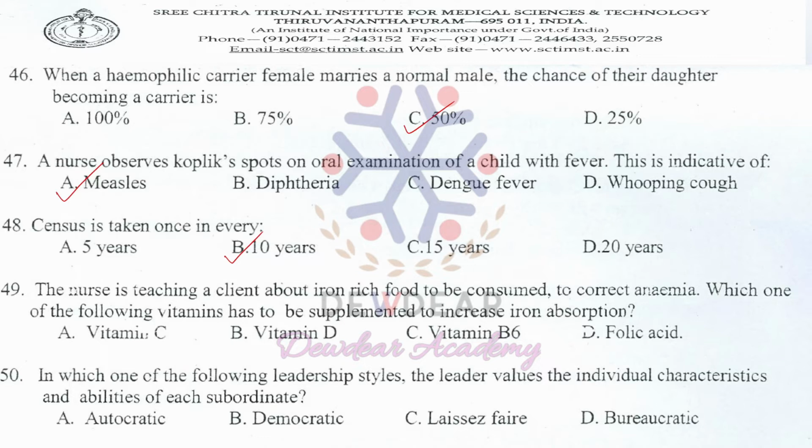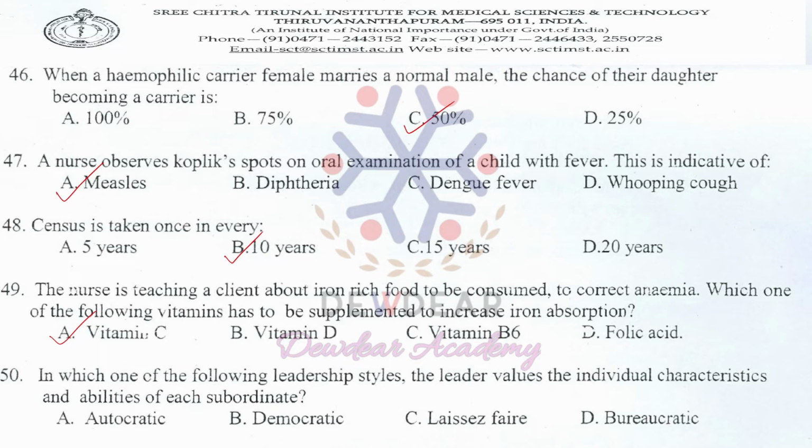Then question number 49. The nurse is teaching a client about iron-rich food to be consumed to correct anemia. Which one of the following vitamins has to be supplemented to increase iron absorption? Options given are vitamin C, vitamin D, vitamin B6, folic acid. So here the correct answer is option A, vitamin C. Vitamin C has to be supplemented in order to increase iron absorption.